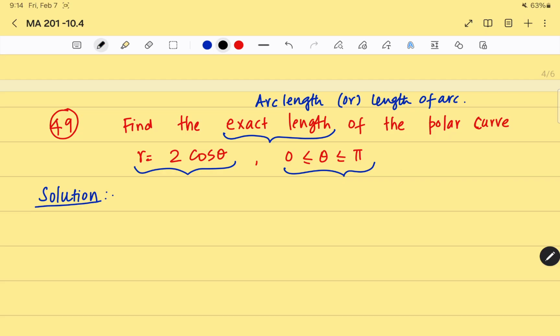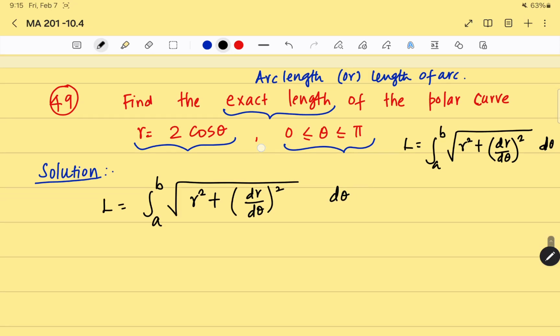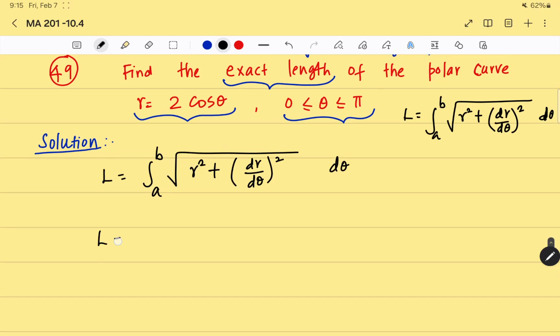So let me write the rule here. L is equal to integral a to b, which I discussed in the first sheet, which is square root of r square plus bracket open dr divided by d theta the whole square times d theta. That is integral, we need d theta. So L is equal to integral a to b, square root of r square plus dr by d theta the whole square into d theta. So this equals L equals, now what happens? Integral, which is 0 to pi. So this is your a, this is your b, 0 to pi.